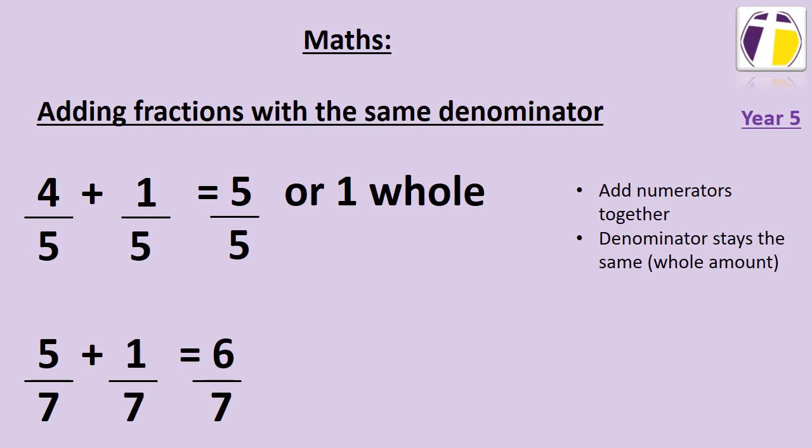My second example is 5/7 add 1/7. I add my numerators together. 5 add 1 is 6. My denominator stays the same. So my answer is 6/7.